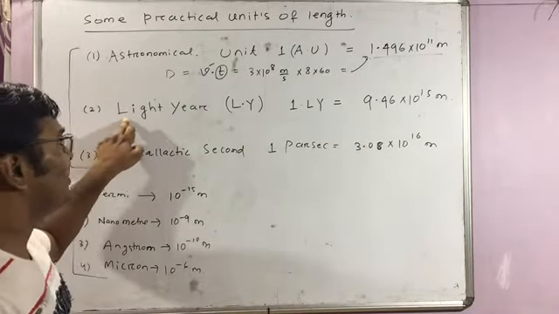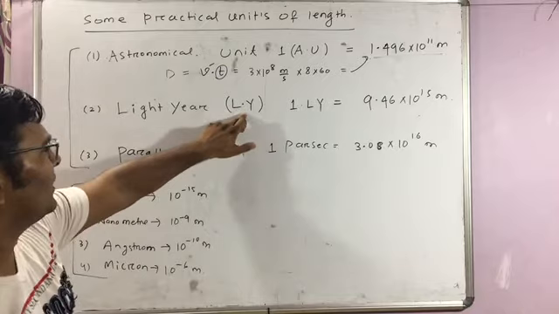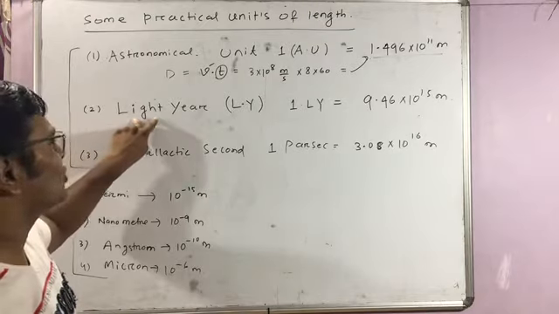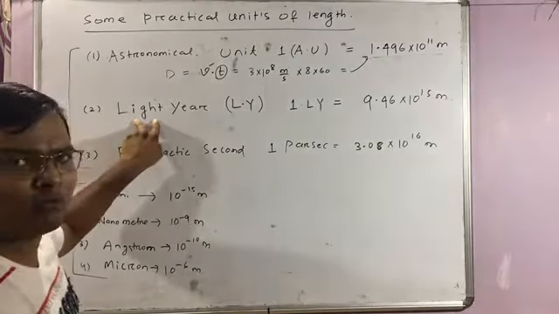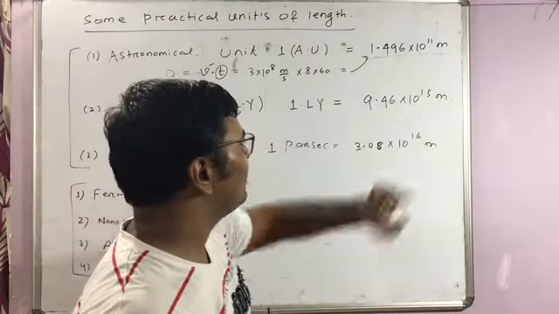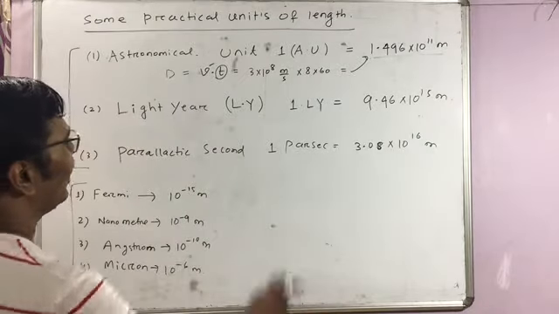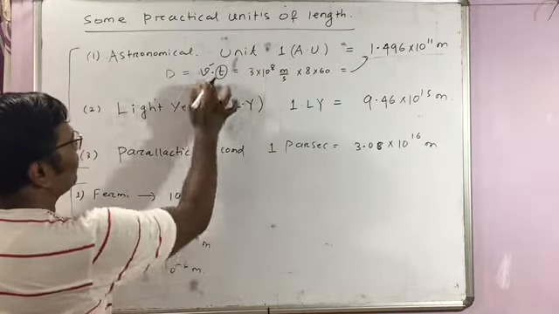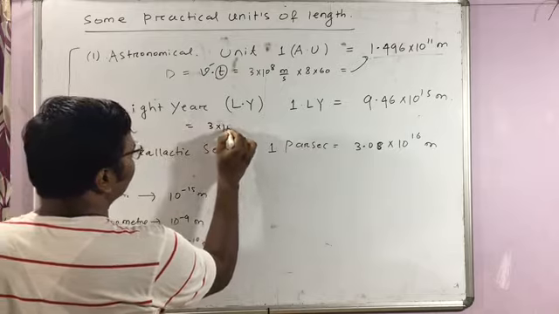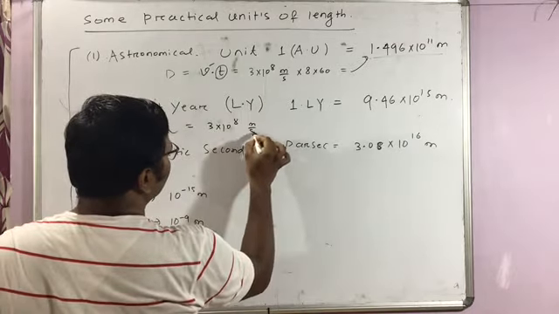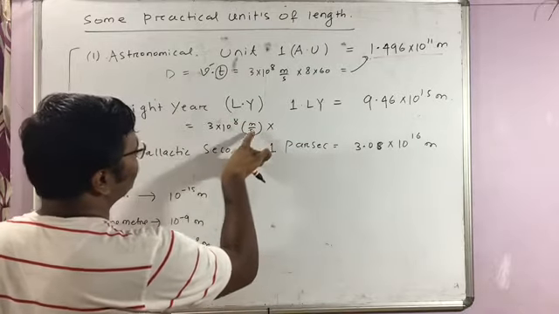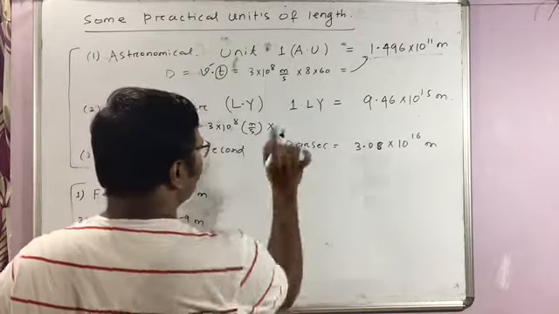Now the second bigger unit is light year. It is actually the distance covered by light in 1 solar year. In 1 year, whatever be the distance covered by the light, that is called your light year, and it turns out to be 9.47 × 10^15 meter. You can also calculate it by this formula: distance is equal to speed into time. So speed you can take as 3 × 10^8 meter per second into 1 year.